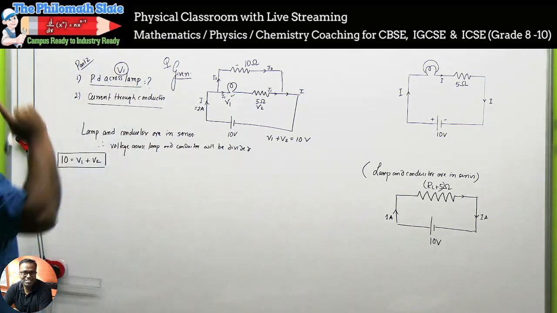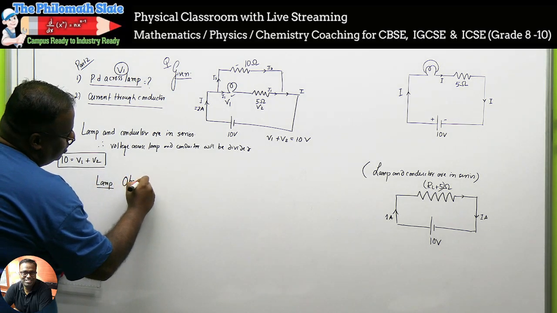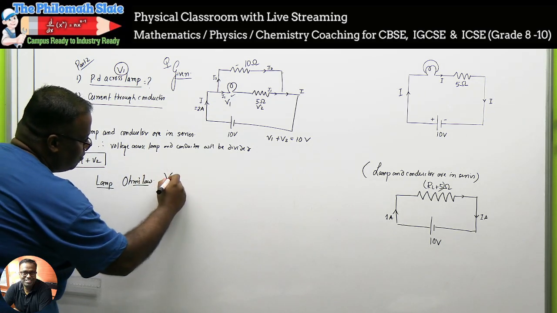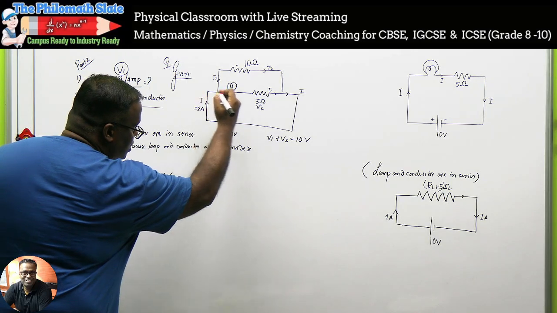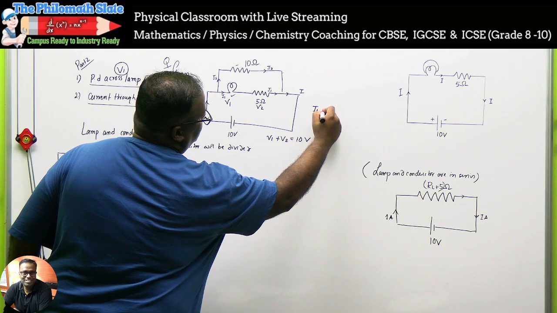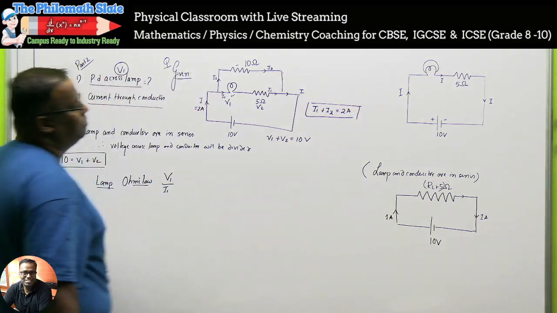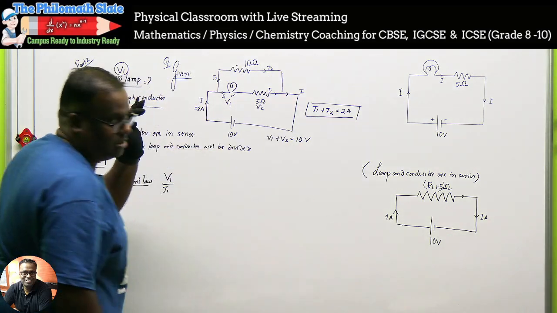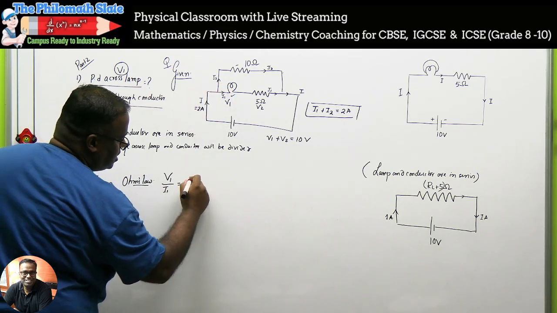Now let's try to find V1. For the lamp, apply Ohm's law for every component. PD is V by I. V means V1, since you're doing it for the lamp. I means what is the current flowing through this branch? Only I1 is flowing. Also write down I1 plus I2 is equal to 2 ampere. This is also one equation you have. This should be equal to the lamp's resistance RL.